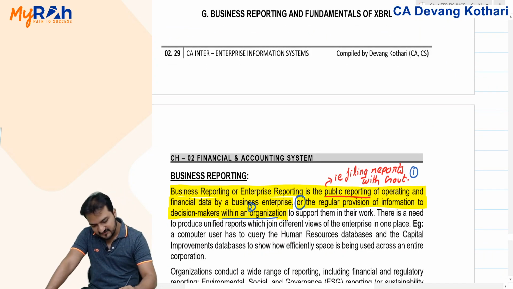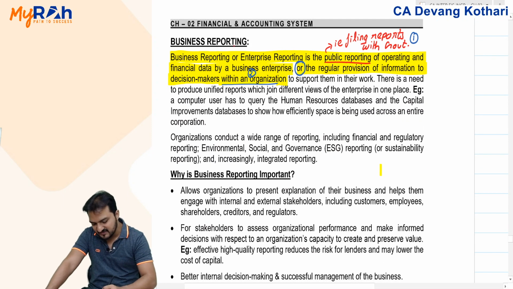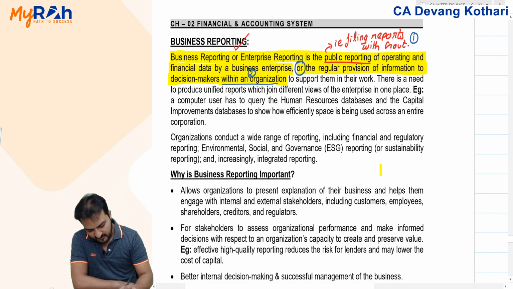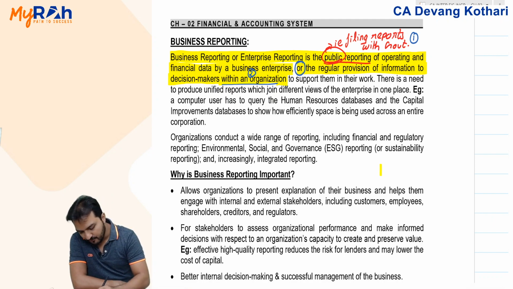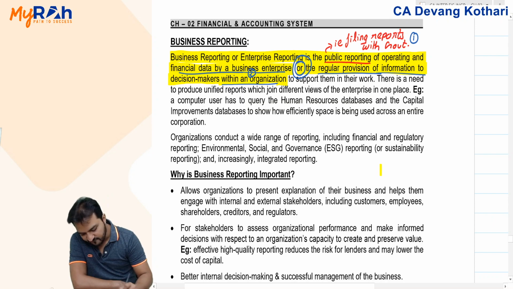Next is my discussion regarding XBRL. XBRL is basically for business reporting. It is a type of reporting software. Business reporting or enterprise reporting is generally public reporting. Public reporting basically means filing reports with the government. Public reporting of operating and financial data by a business enterprise, or it can also be used for regular provision of information to decision makers within the organization.